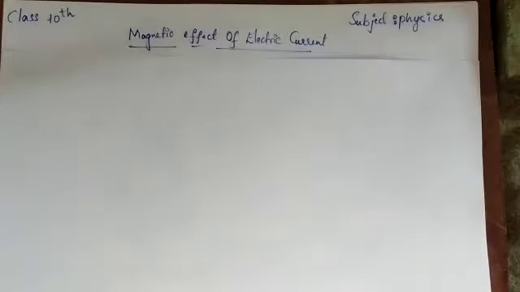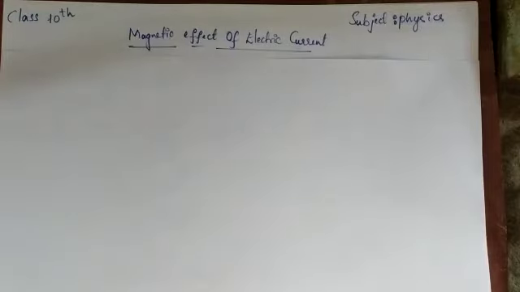Hello students. In the chapter on the magnetic effect of electric current, previously we have discussed how the magnetic lines will be there, in what direction the magnetic lines will move, and we have discussed that they are circular, that is, closed curves. All those things we have discussed previously.